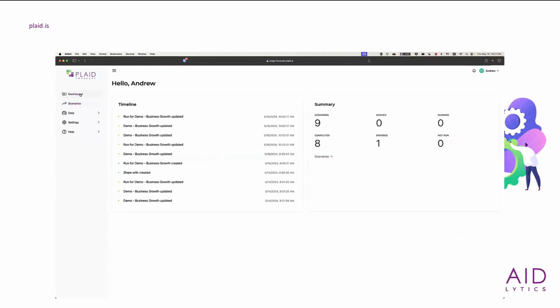This is Plan Forecast. If you've never seen it before, you start with a dashboard, which gives you a timeline of things that have happened recently. So we can see that we've done some updates around the business growth scenario. And then on the right-hand side, we have a summary. These are effectively key performance indicators.